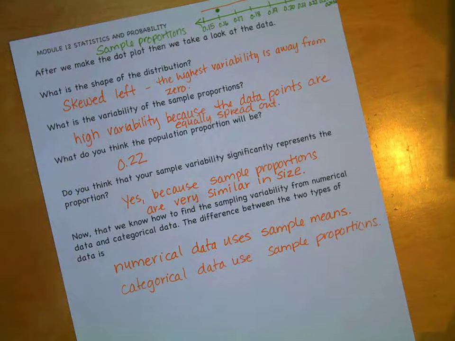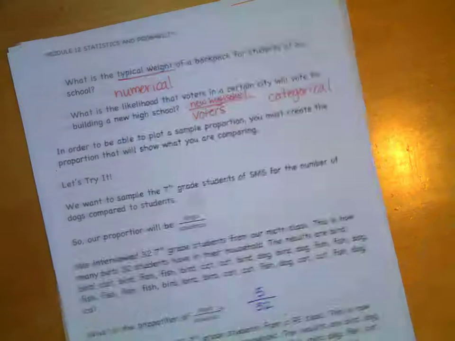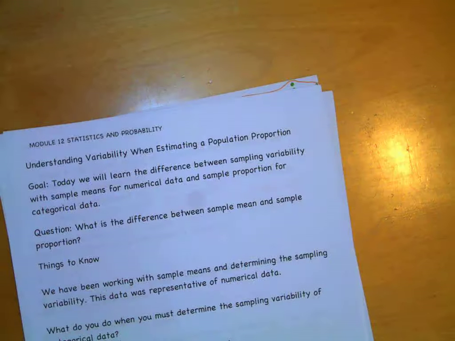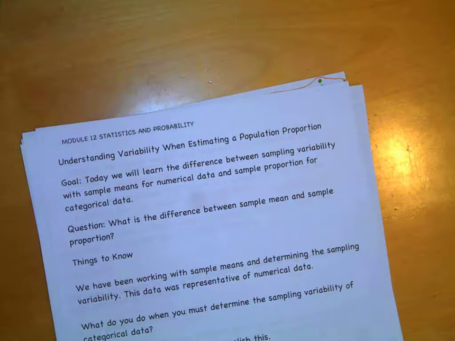So there are 2 very different ways to collect data and display them, but you have to be able to look at the data and understand what it's trying to tell you. Going back, I'm so sorry this lesson has taken a while, but I think we learned a lot. Going back to our goal, today we will learn the difference between sampling variability of sample means for numerical data and sample proportions for categorical data. I really believe you know the difference between numerical data and categorical data after this lesson. What is the difference between sample means and sample proportions?